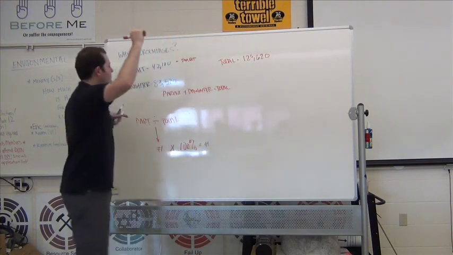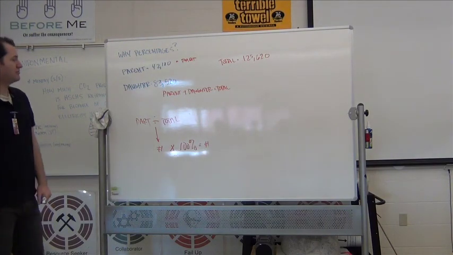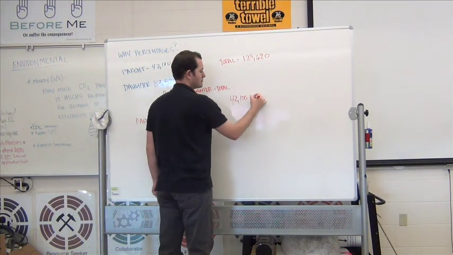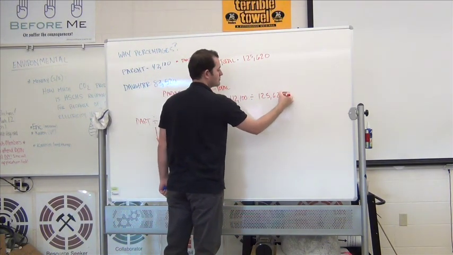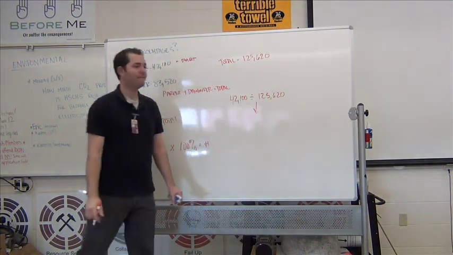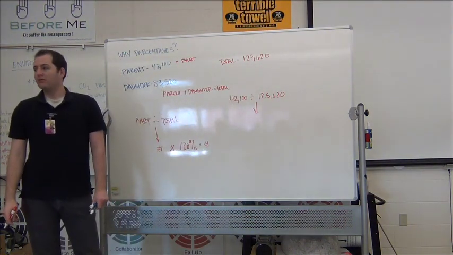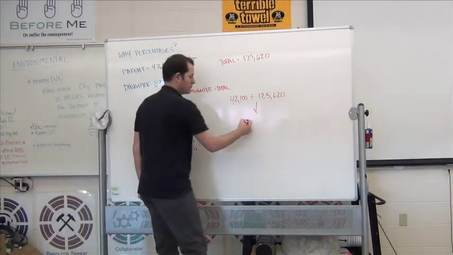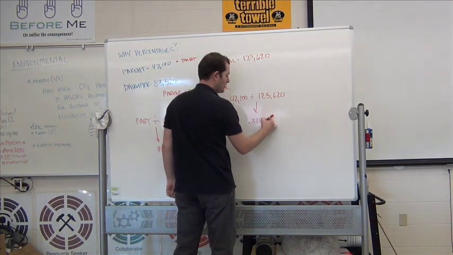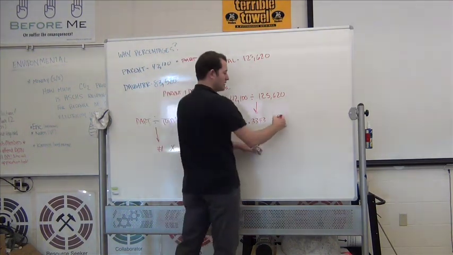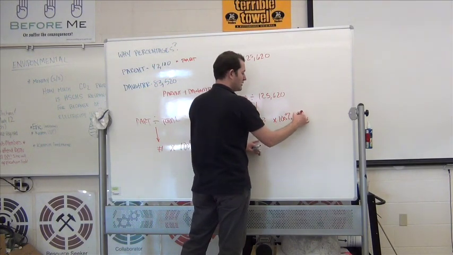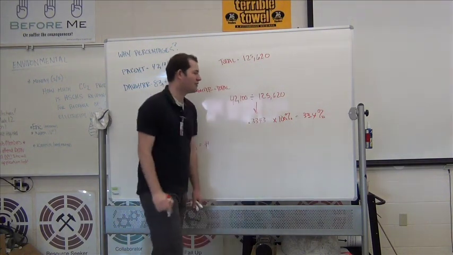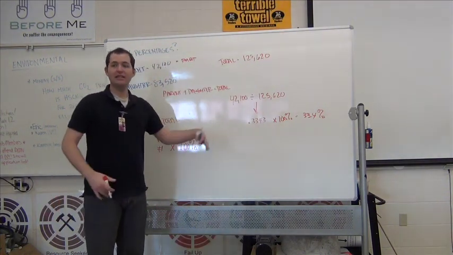125,620. Okay. Now what do we do? Divide 42,100 by 125,620. And I am done. What is that? What's this? 0.3343. What do we do with this? Times 100%. Move the decimal two places. About 33.4%. Okay? Now let's take it one more step.